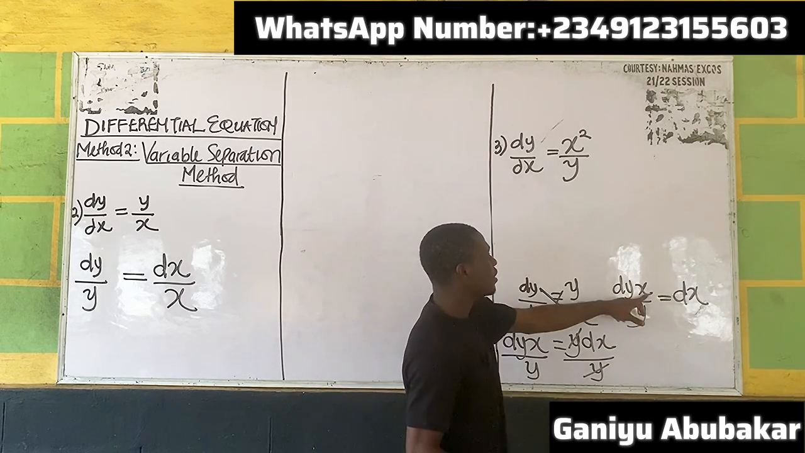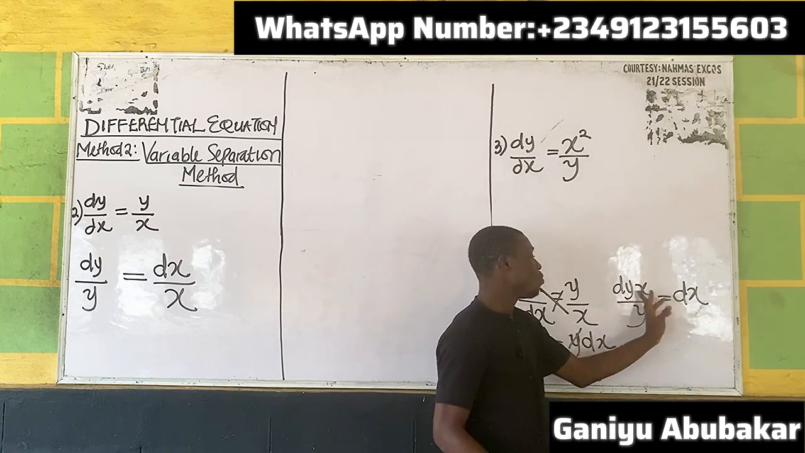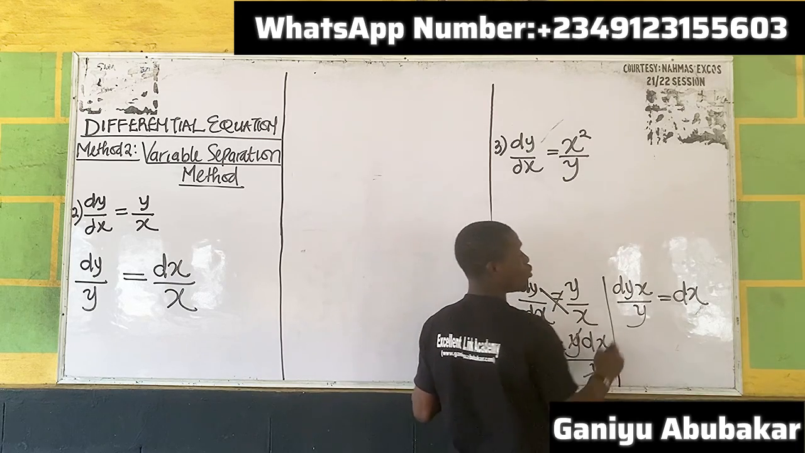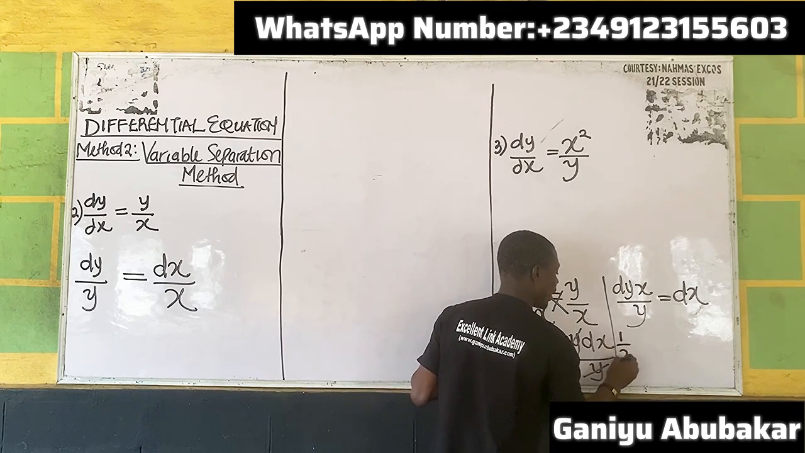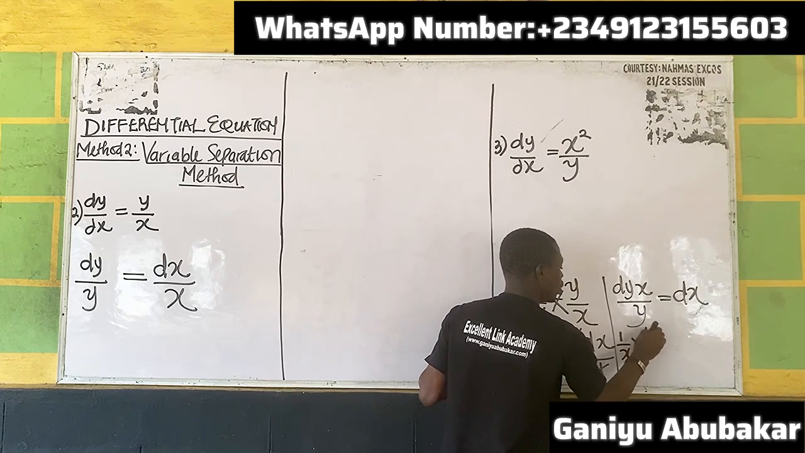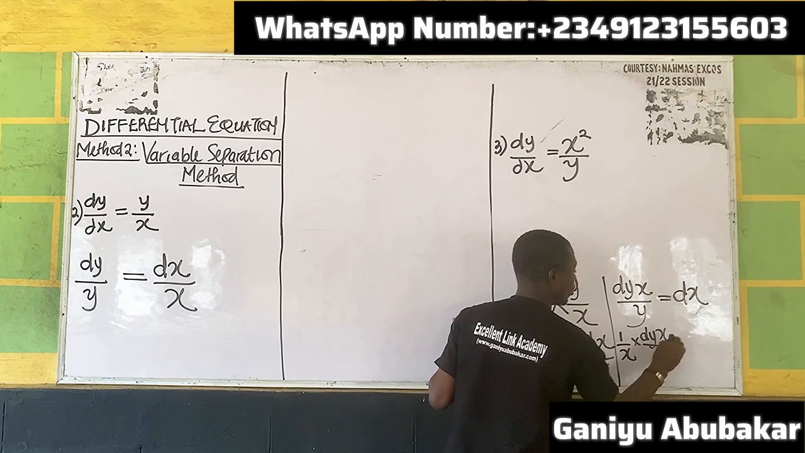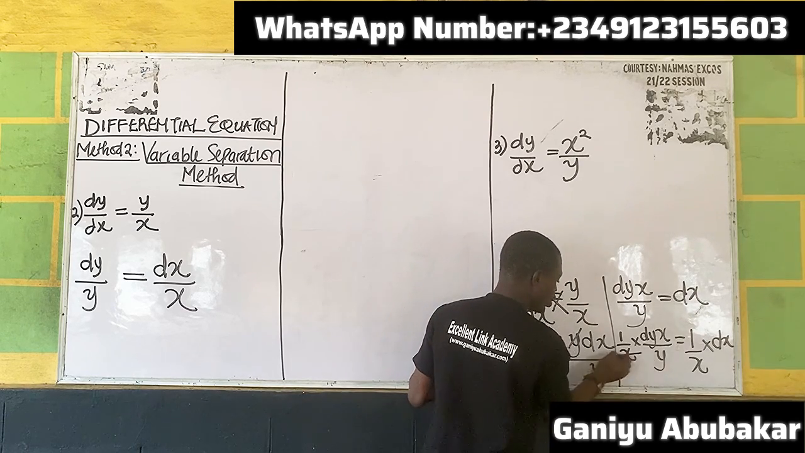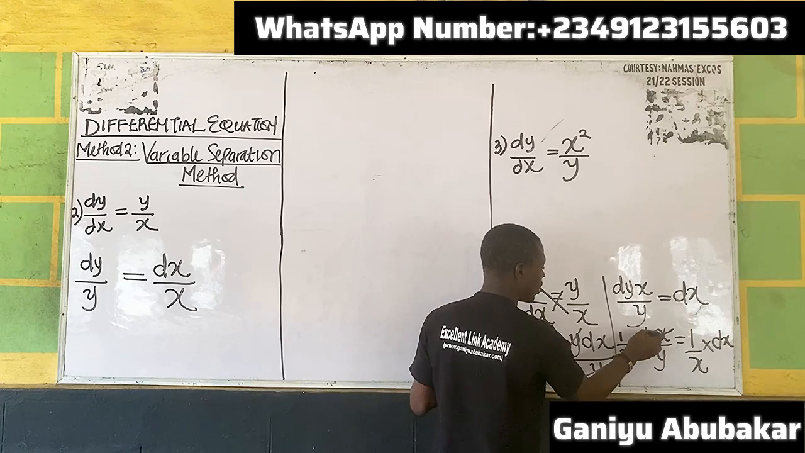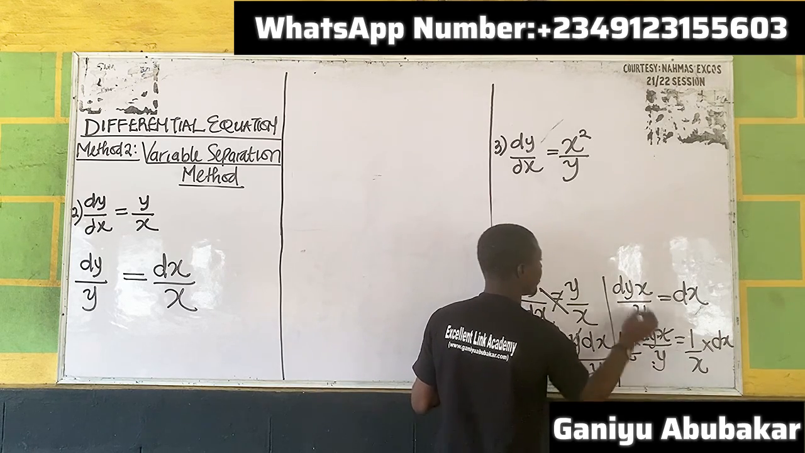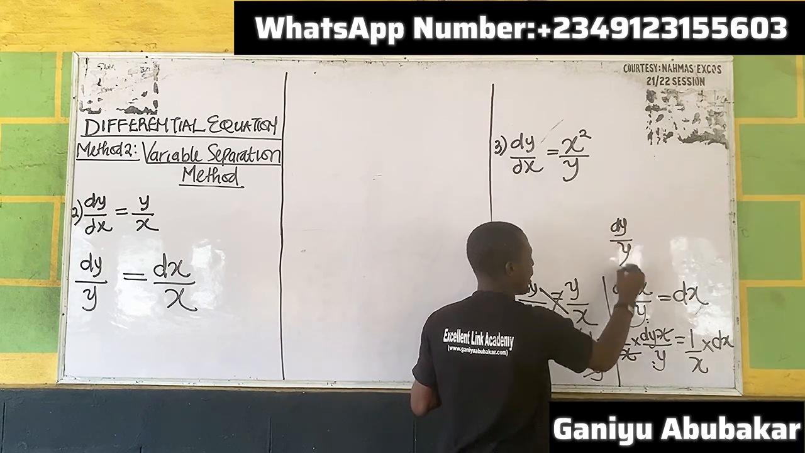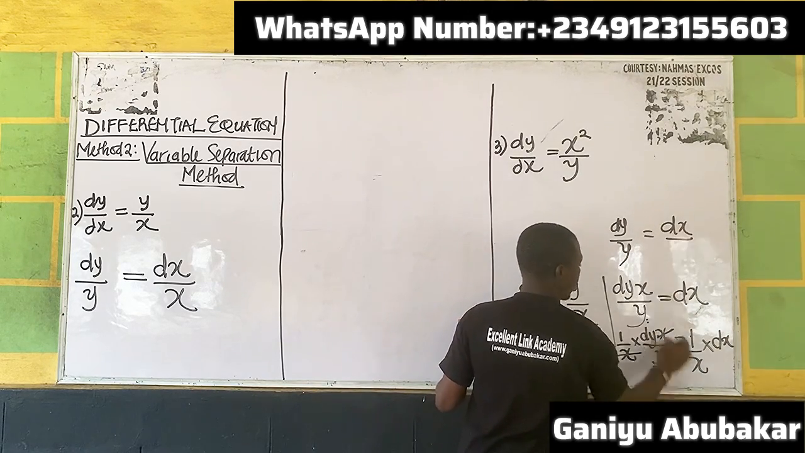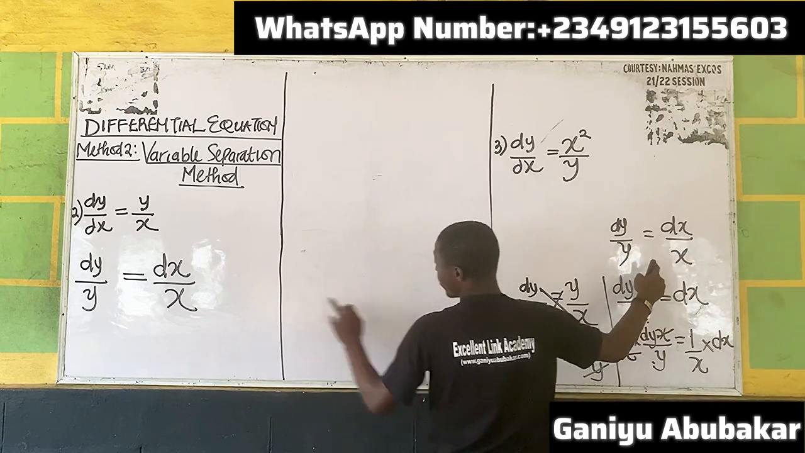Now I want to make sure this x moves down here. It means that I'll multiply through by 1 over x. So 1 over x times dy over y equals 1 over x times dx. This cancels this now, so I'm left with dy over y equal to 1 times dx over x. That's why I have this.